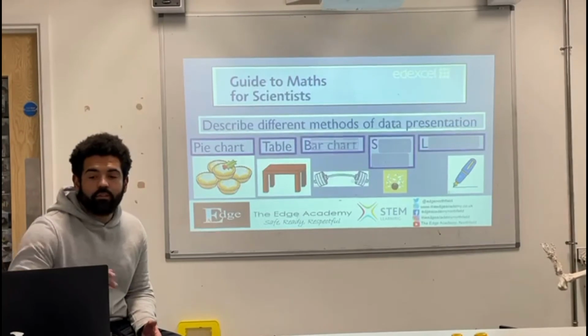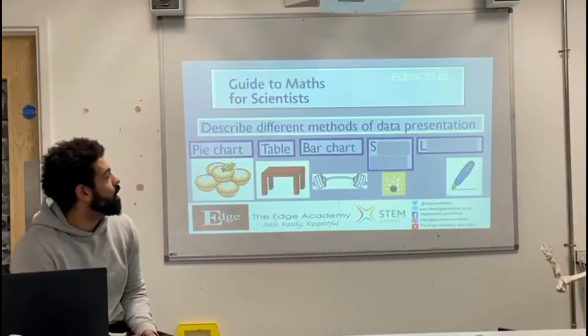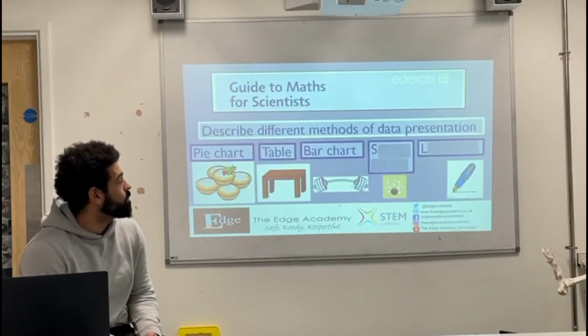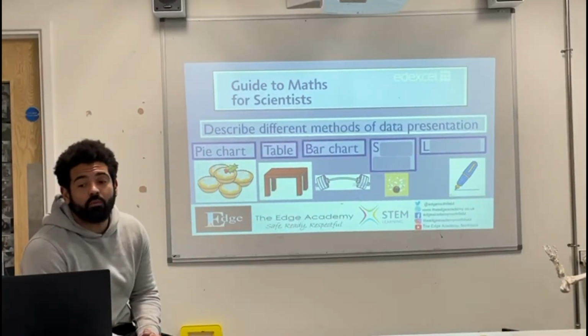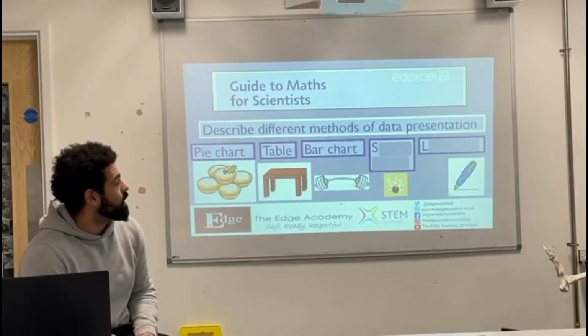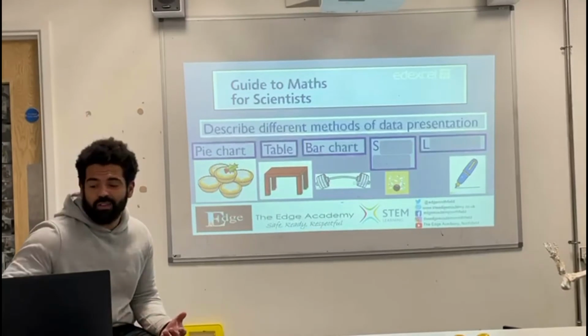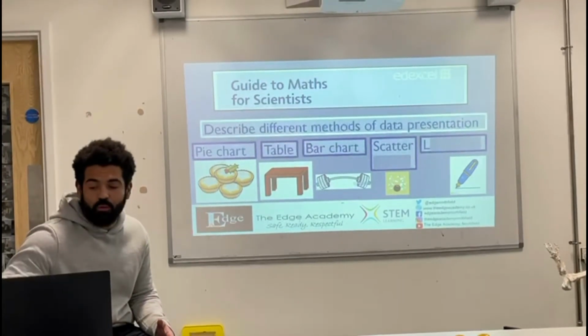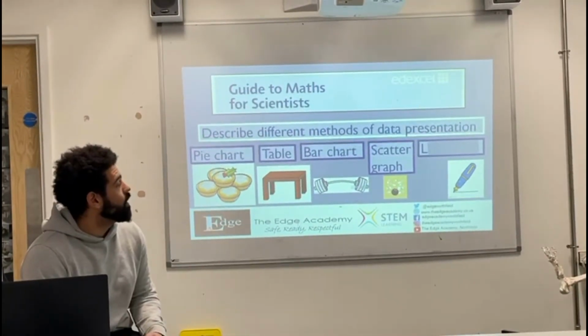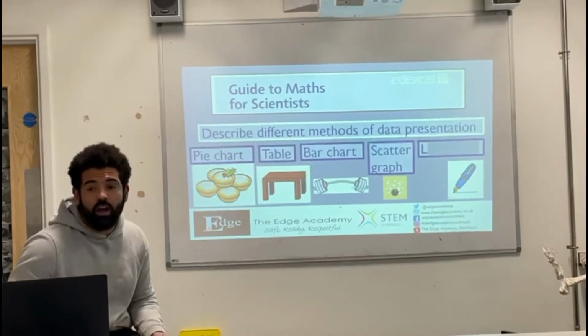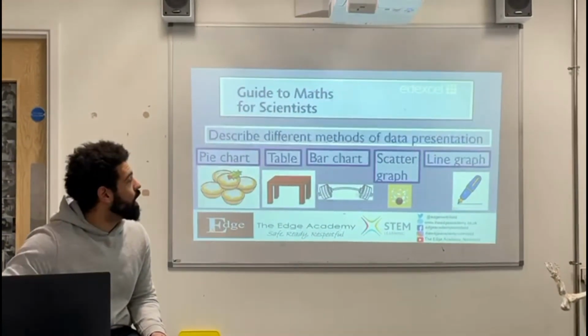Third one was quite a difficult one, a bar chart with a bar with weights on to help us as an example. The fourth is probably the hardest one. We had a bowling ball, scattering the pins. Don't think we would have got that one, but if we did, well done. And that's a scatter graph. And the final one, the pen was drawing a line, so that one is your line graph.